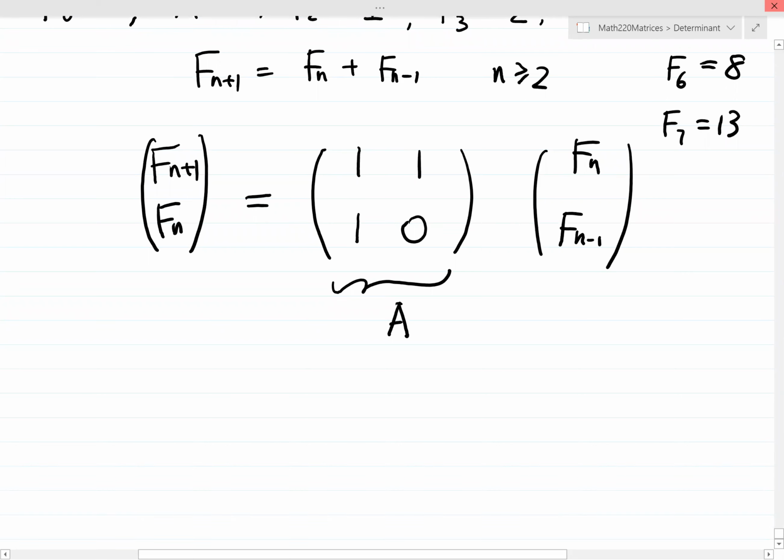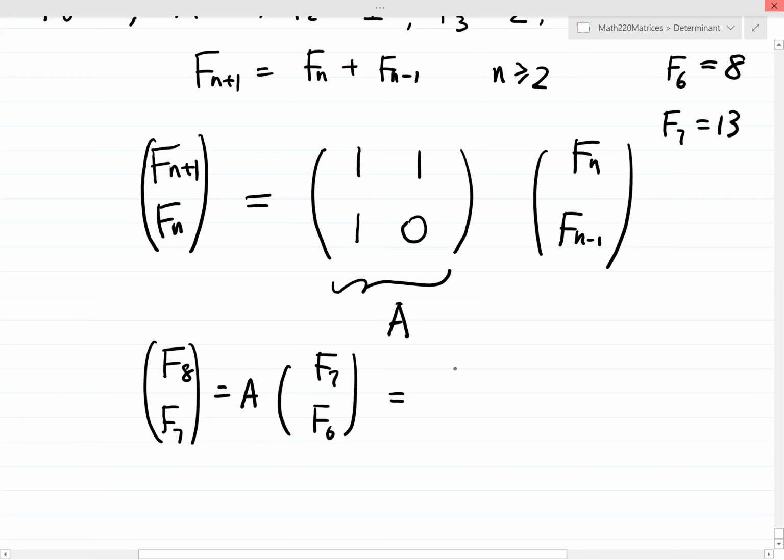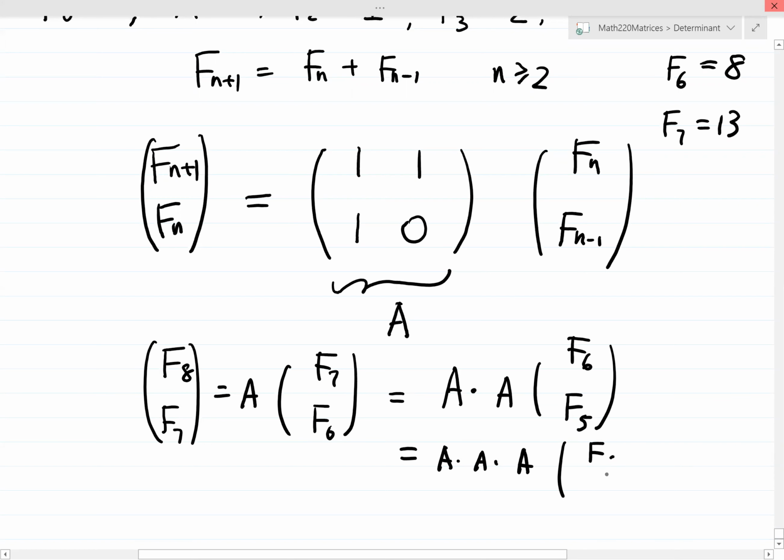Now use this idea. For instance, the example: F8, F7 is A times F7, F6. Now F7, F6, you do this again. This is A times A, F6, F5. So the index decreased by 1, and then multiply by A. So this is A times A times A. Now the index decreased by 1 again, F5, F4, etc.